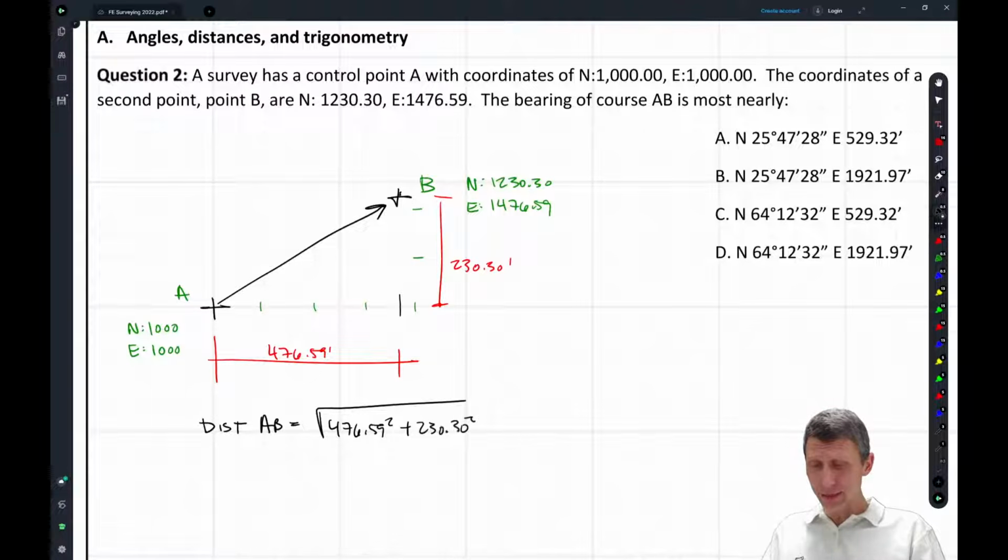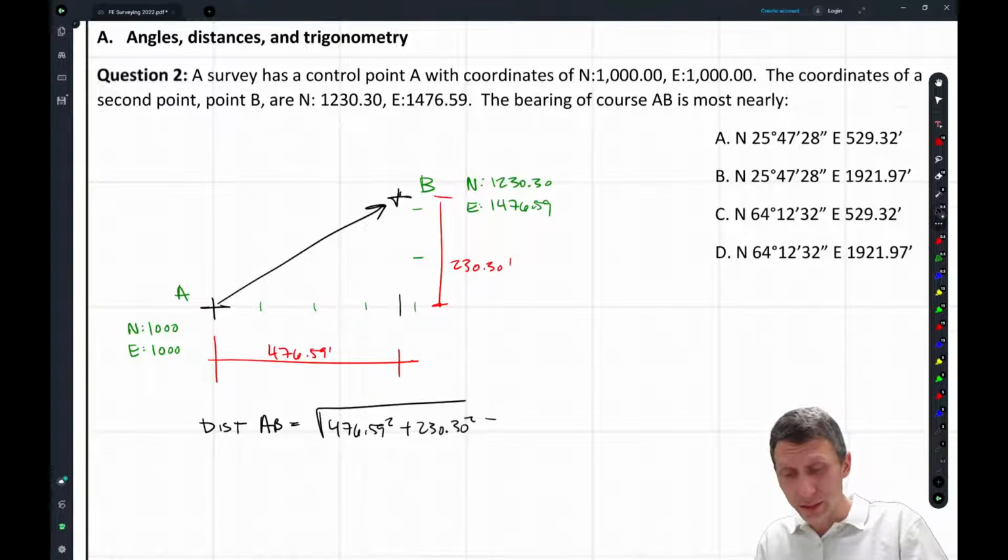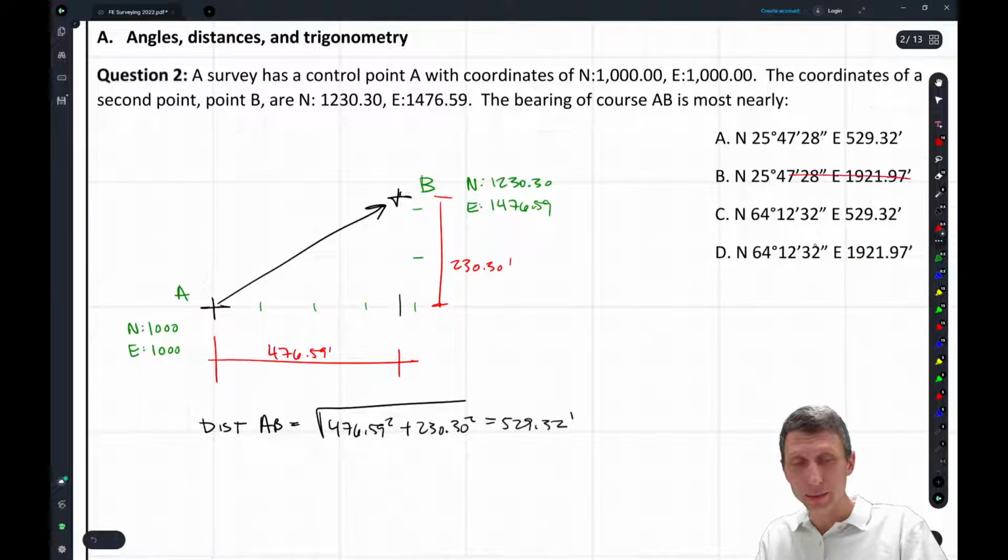And if I do that, hopefully I didn't screw this one up, but 476.59 squared plus 230.30 squared, I got like 529.32. So this is good. So that's equal to 529.32 feet. So we can cross out a couple of these. And now we're just looking at the angle.